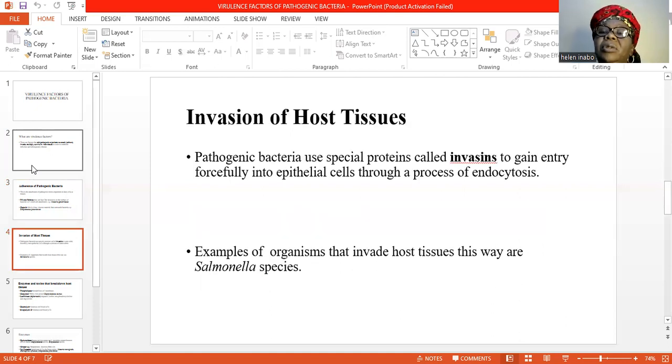Invasion of host tissues. Pathogenic bacteria make use of special proteins known as invasins in order to forcefully gain entry into epithelial cells through a process of endocytosis. This has been seen in studies done with Salmonella species.